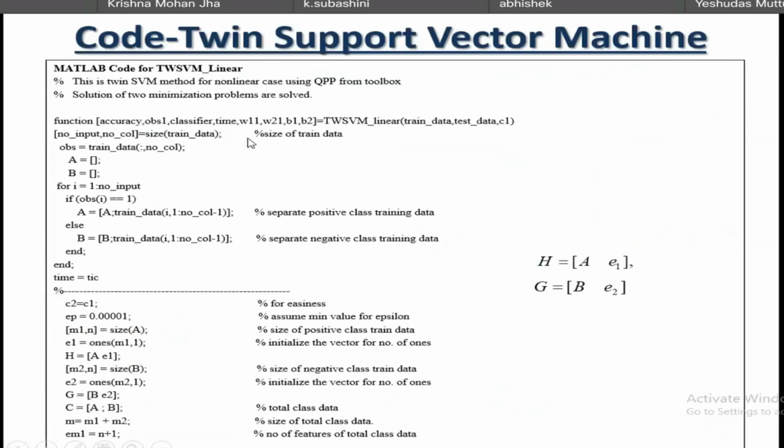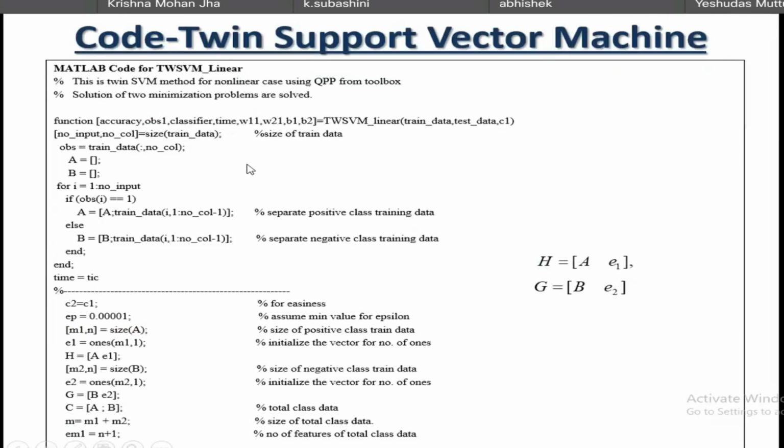So now I am showing you this code for the linear problem. Here we call this the twin SVM linear function, and we are passing the train data and test data, and C1, which is your parameter. From that we are computing the values from this particular function, and you just return all these values you are collecting.